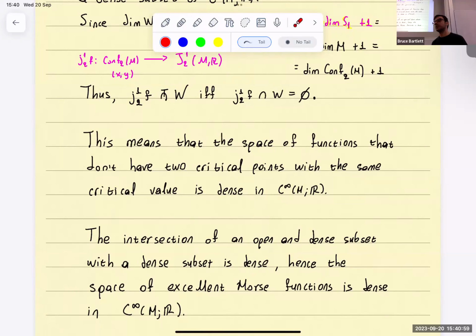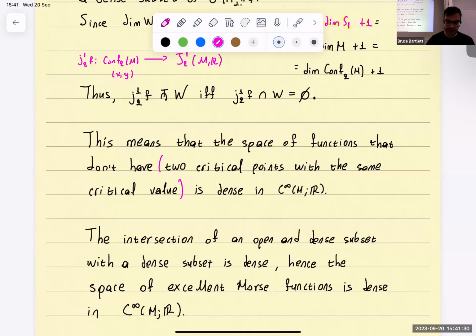I don't understand this with the function that doesn't have two critical points. The space of functions. Yes. Put brackets around "two critical points with the same critical value." Put brackets around that phrase. Then it might help. Do you have an example in your mind of a function which has two critical points with the same critical value?